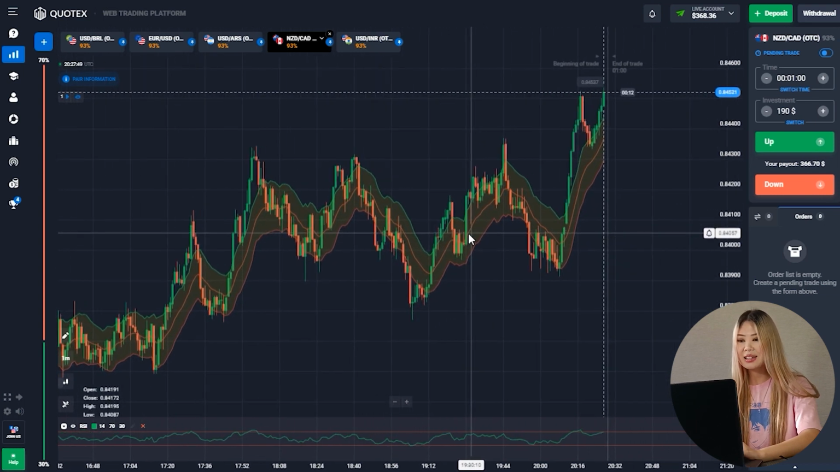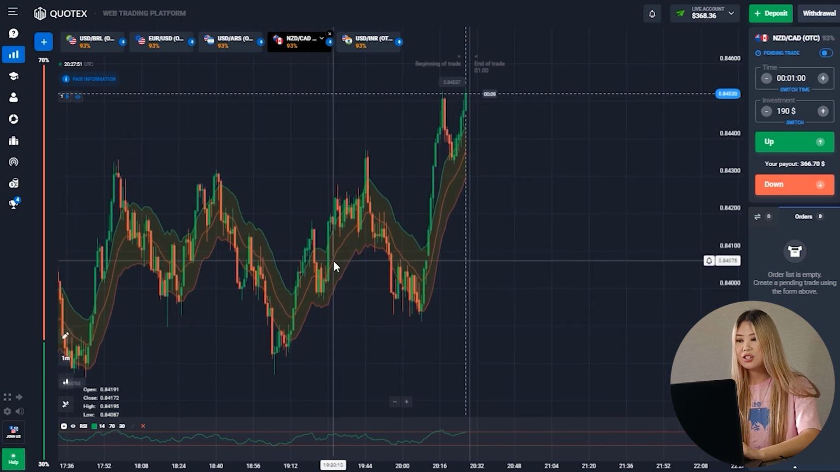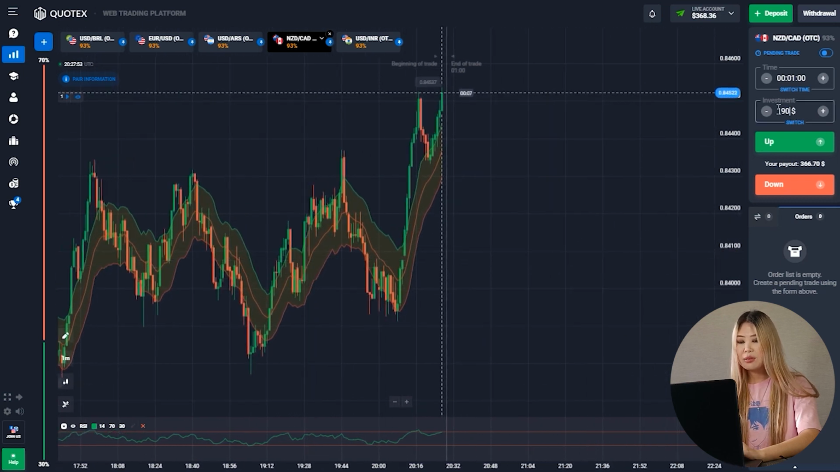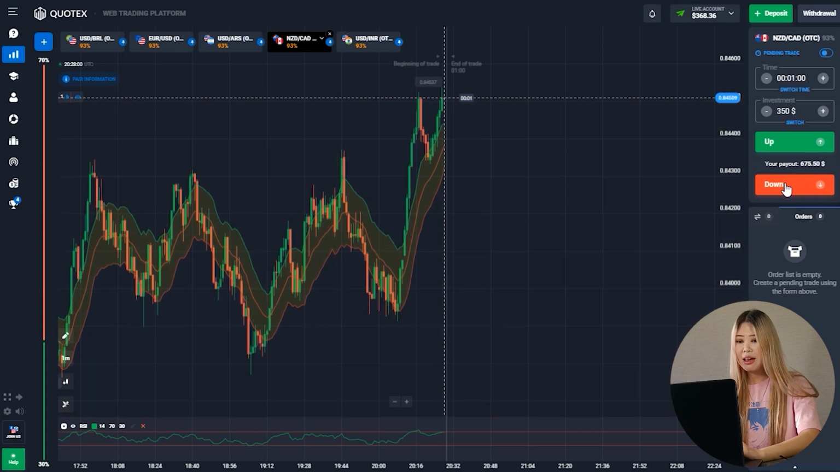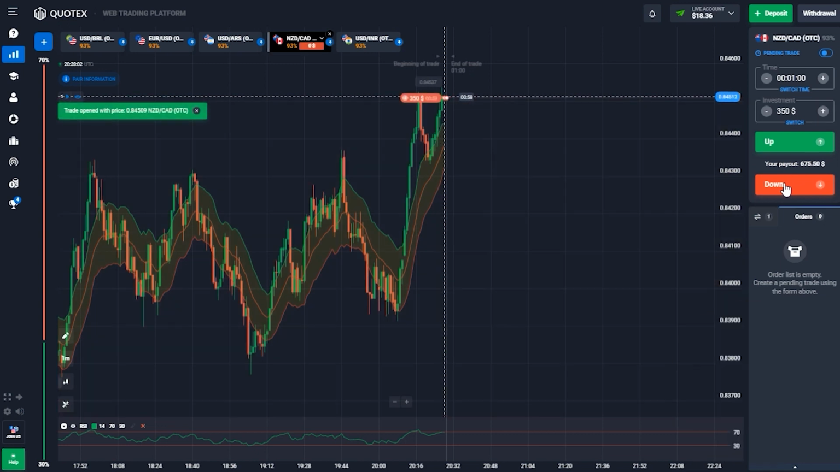And yes guys, look at this strong bullish movement, but I think the price will continue its downward movement in the next minutes as it is at the resistance level, so trade down.